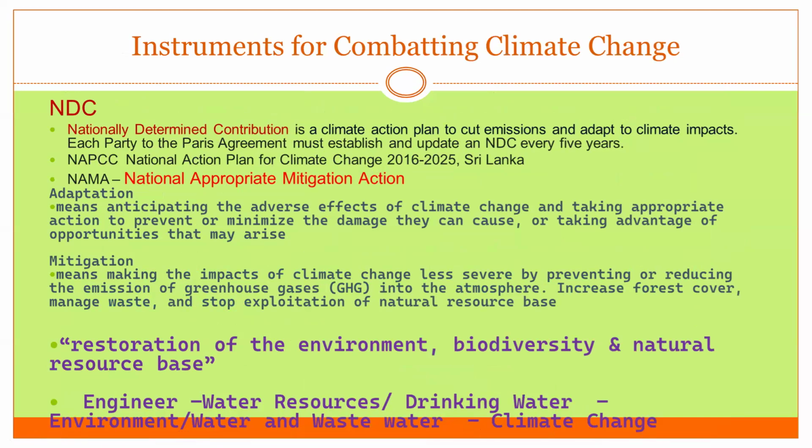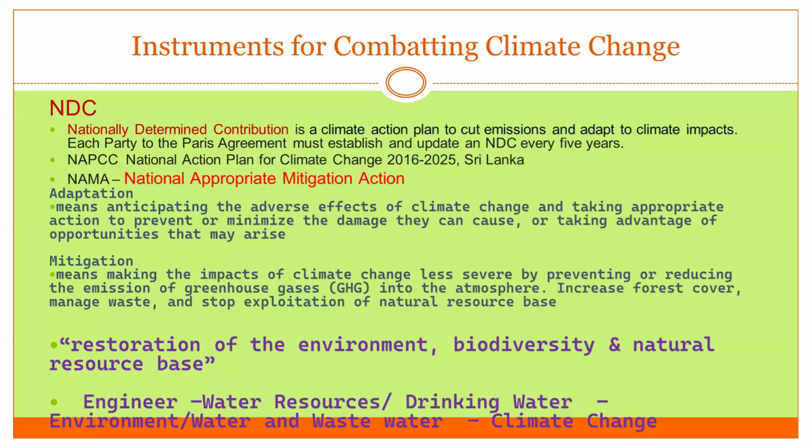Now, we also report nationally determined contributions. It's a climate action plan to cut emissions and adapt to climate impacts. Each party to the Paris Agreement must establish and update an NDC every 5 years. You can go to the website of the Ministry of Environment and download the NDC. There is a very good document prepared for 10 years. So you can check and see what actions will be taken by the government and the Ministry of Environment with the other industrial partners.